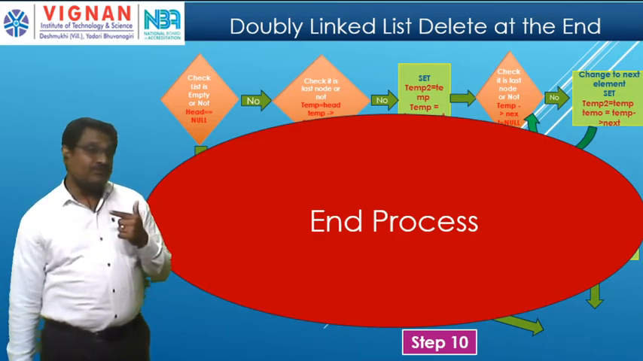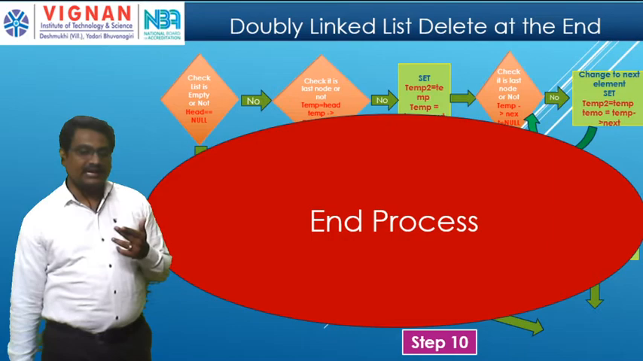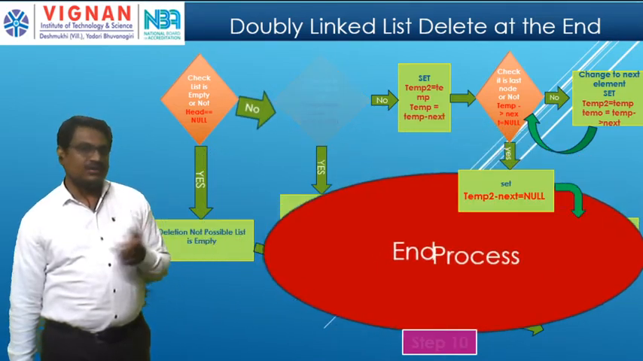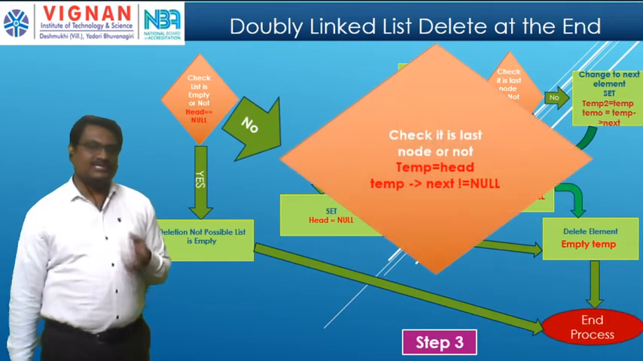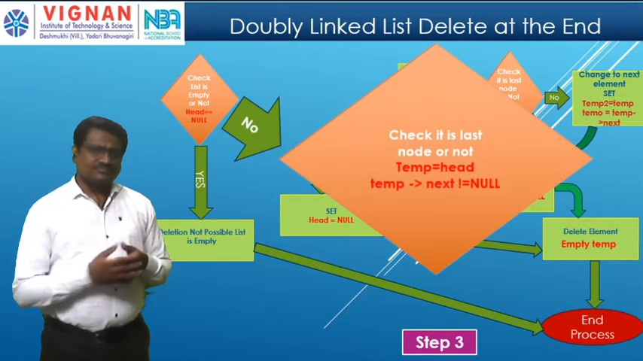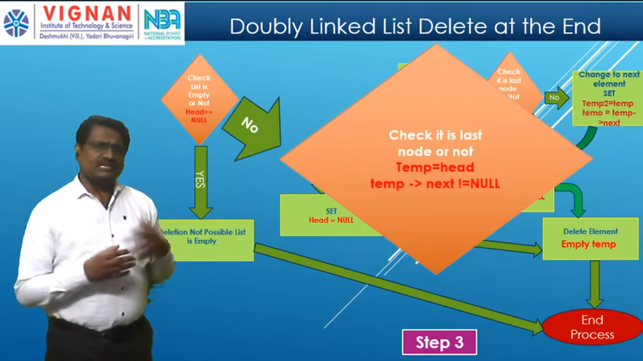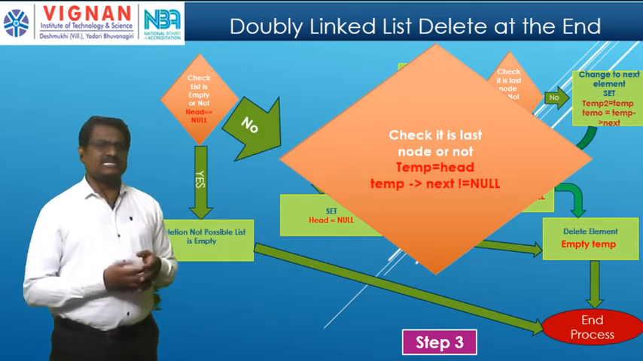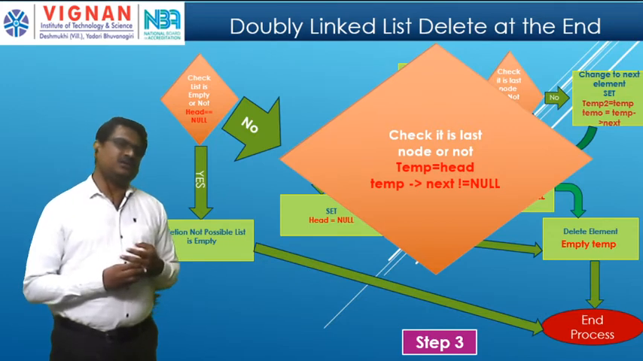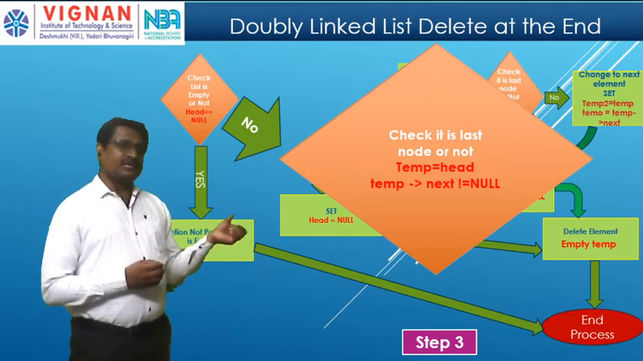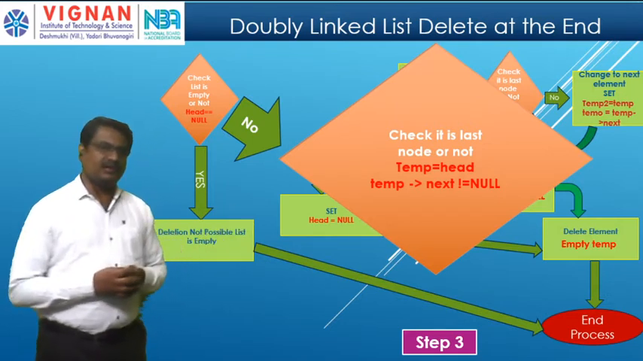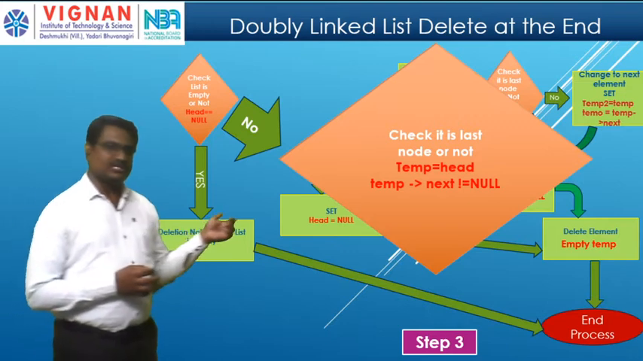Or if the head element contains some address field, that means it refers to some node, then I will check whether the next element of the head value is null or not. Why am I going to check? I am checking whether it is a lonely element or not, whether only one element is available in the linked list.